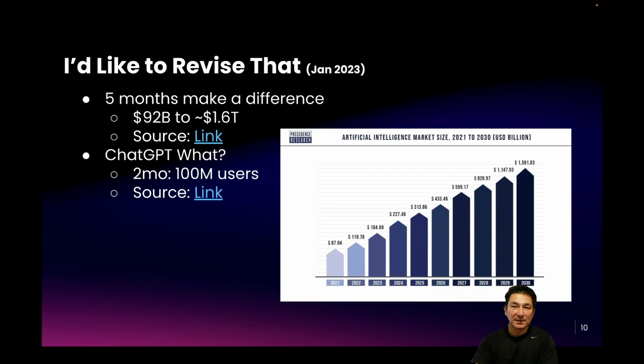Fast forward 5 months, and that same analyst group, Precedence Research, revised their outlook of the artificial intelligence total available market based on the changes on the ground. Their revised estimate changed from $92 billion to $1.6 trillion, an entire order of magnitude difference in their original estimate.